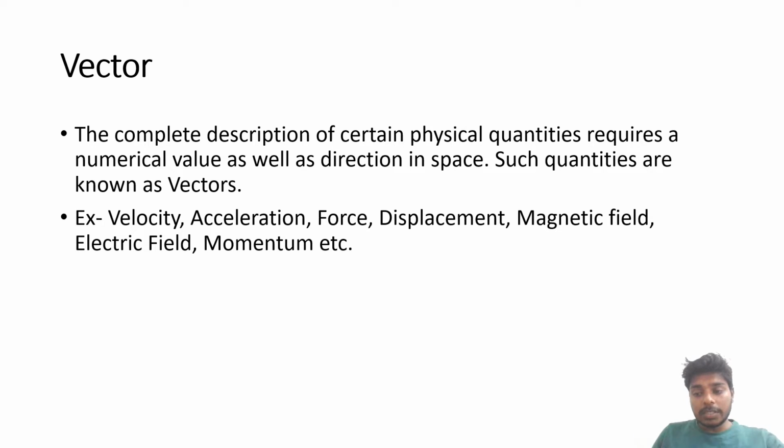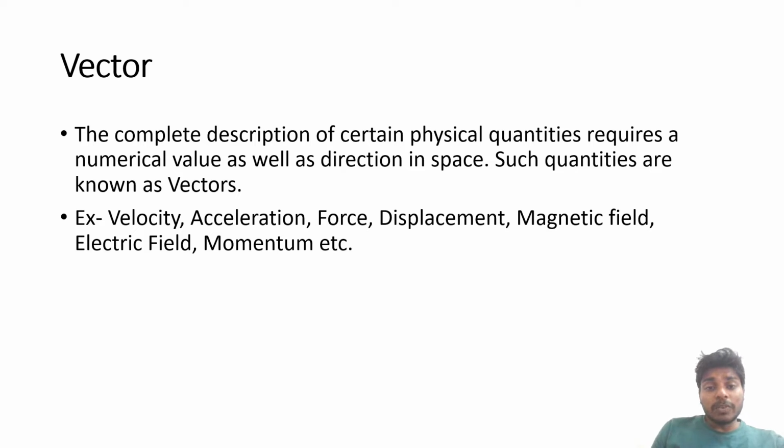like velocity, acceleration, force, displacement, magnetic field, electric field, momentum, and so on. All these quantities are vector quantities, and these are incomplete if we do not specify direction. Like velocity, if we say a particular vehicle has a velocity of 4 meter per second, you need to specify in which direction.